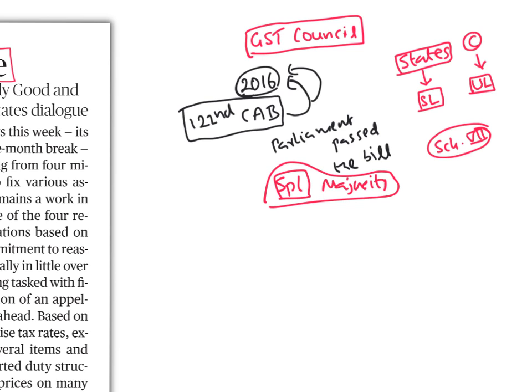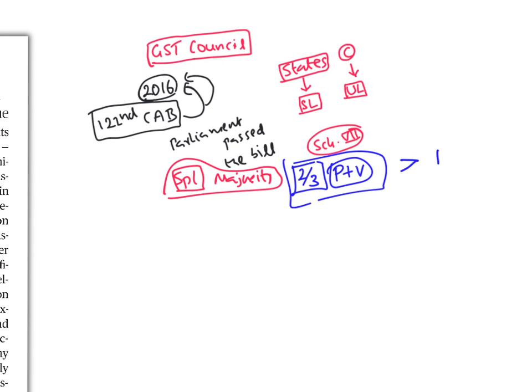And what is the special majority? It is 2/3 of those present and voting, and this number has to be greater than the absolute majority, which is half of the total strength of the house. All this is mentioned in Article 368. All this stems from Article 368 of the Constitution. We will discuss all of them in detail.